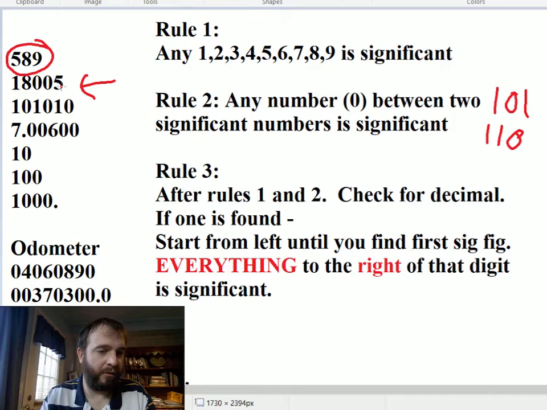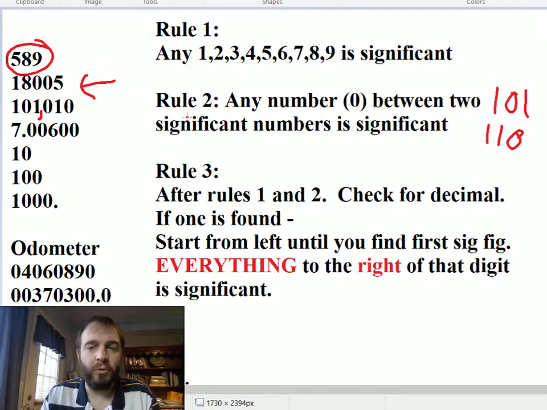Now, let's take a look at using rule 1 and rule 2 on another number. We've got 101,010. Like I said, no comma. If you want, I'll put the comma in here. Perfect. We start off with rule 1. 1 is significant. 1 is significant. 1 is significant. So we've got 3 significant numbers.